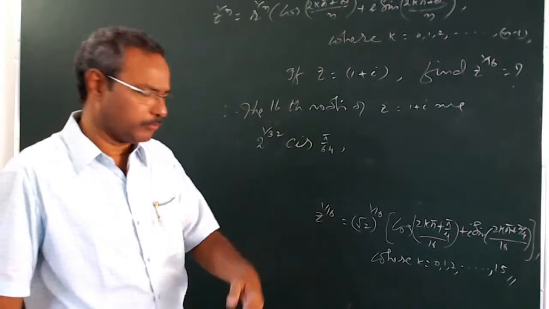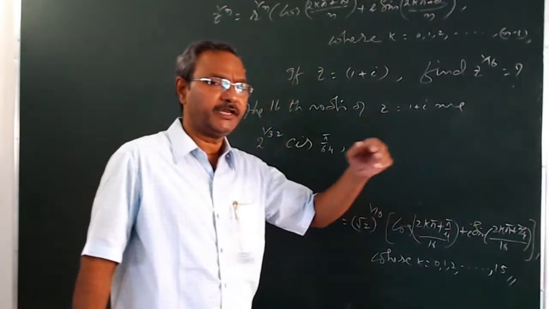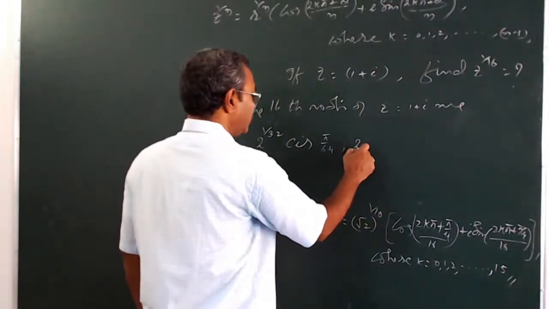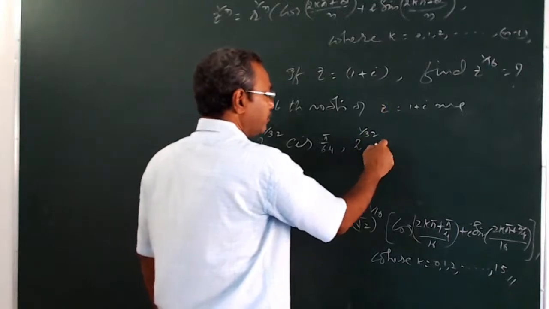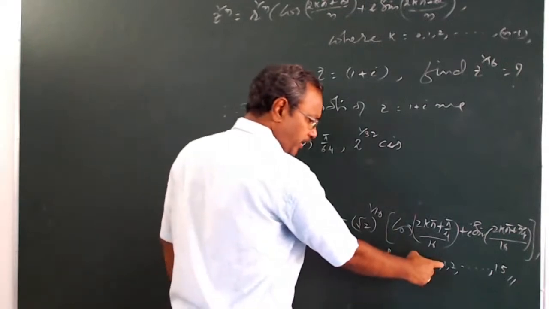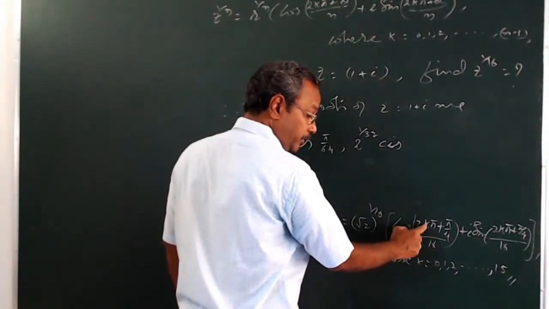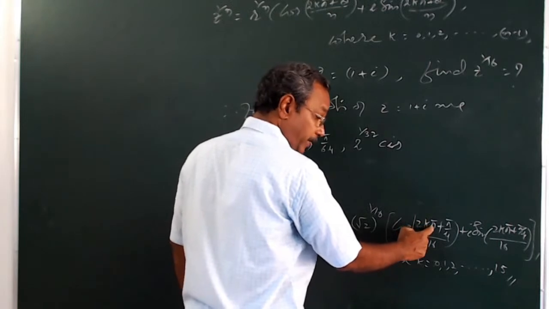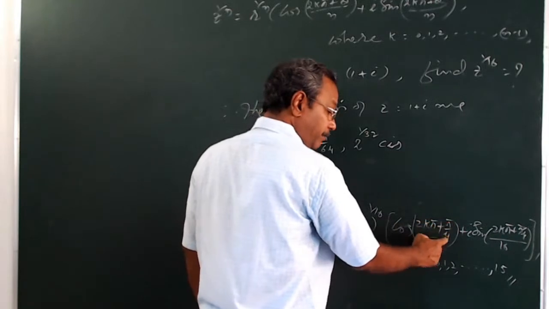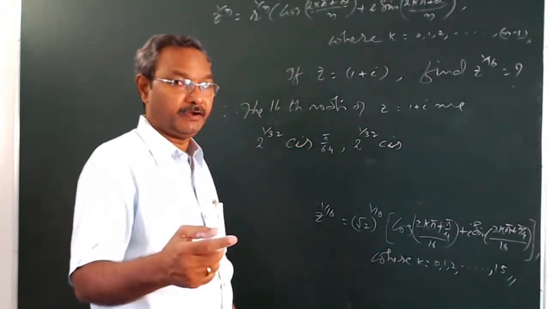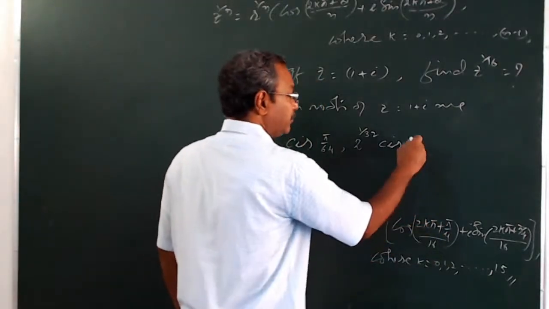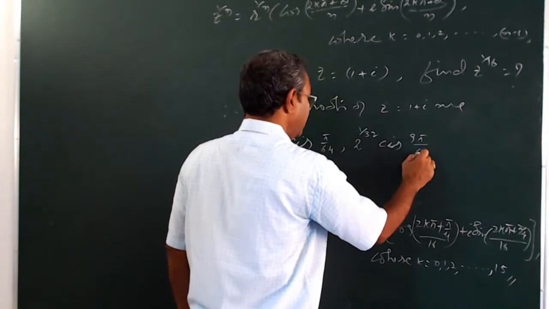So what is the next root? For k equal to 1, we will get the next root. For that also, the modulus remains the same. So it is 2 to the power of 1 by 32 into cis, that is cos plus i sin. What is the amplitude for k equal to 1? This is 2 into 1 into pi. So it is 2 pi plus pi by 4. So 4 into 2, that is 8 pi plus pi, that is 9 pi by 4. 9 pi by 4 divided by 16 is 9 pi by 64.